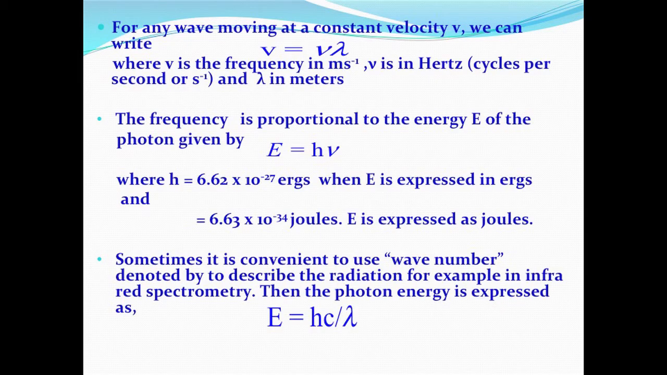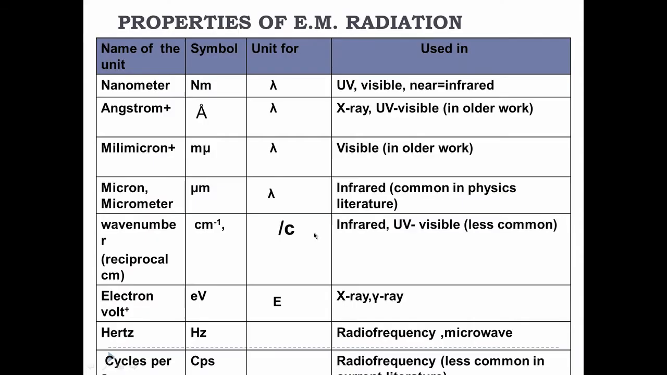For any wave moving at a constant velocity c, where nu is the frequency, the energy is E = hc by lambda, and h is Planck's constant, 6.62 into 10 raised to minus 27 ergs when E is expressed in ergs, and 6.63 into 10 raised to minus 34 joules. E is normally expressed in joules. Sometimes it is convenient to use the wave number, nu bar, and all these symbols I am explaining to you in the form of a table now.